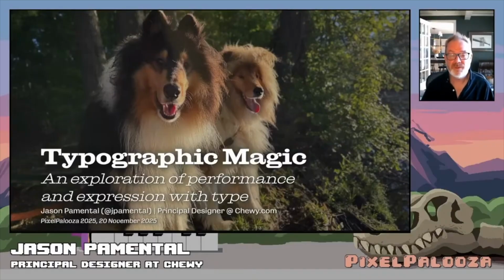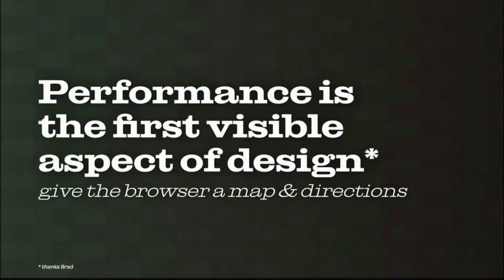So what can we do to overcome some of the no's that we hear all the time in engineering when it comes to wanting to add fonts to the site? So apart from design being important, performance is the first visible aspect of design. So we want to make sure that we give browsers a good map and directions to go and find stuff so we can get stuff on the page quickly. Now, that's going to be things like DNS loading hints, font optimization, fallback tuning, and we don't want to forget about the basics like image attributes and loading priority.